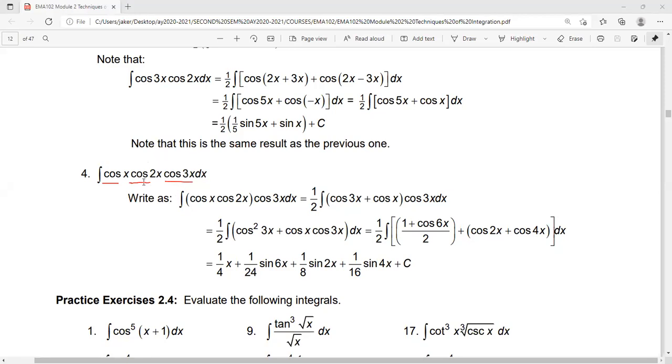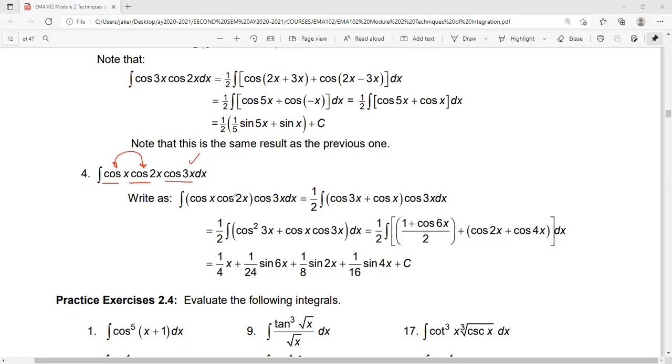So you don't combine 2x and 3x because that would be 5x and it cannot be combined with the cosine of x. You cannot also combine x and 3x, because that would be 4x and it cannot be combined with cosine of 2x. So in this case, what you will combine would be these 2. You combine these 2 first because when you add the angles, that would be similar to this one. So write as, you could see here, cosine of x, cosine of 2x times cosine of 3x dx.